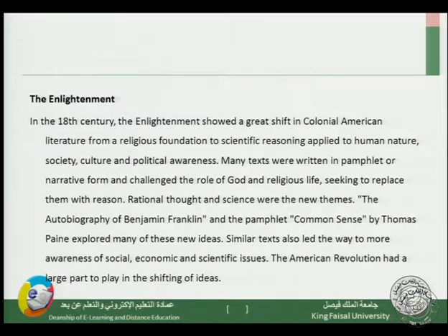Okay, and remember that we have two examples that should be remembered: Benjamin Franklin as one of the most important figures of the American literature, and then we have Thomas Paine.